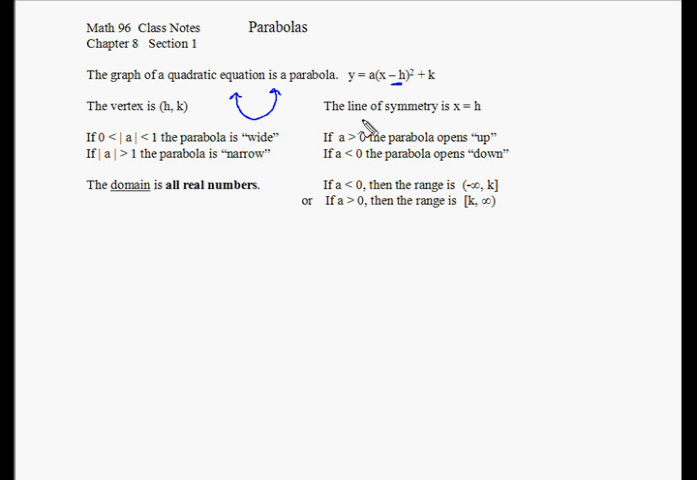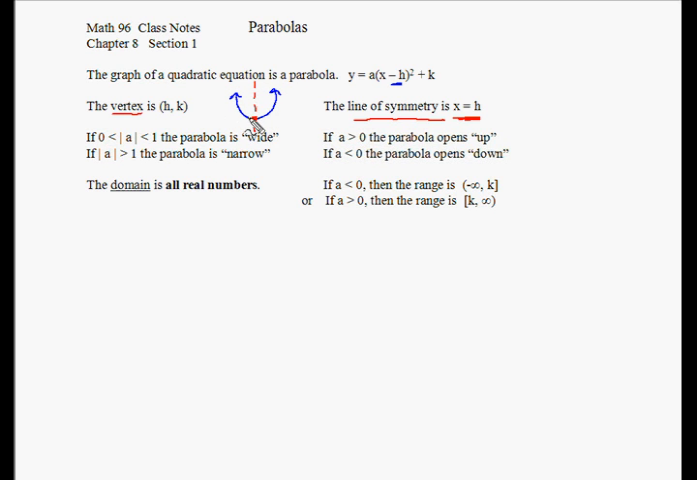And we have what we call a line of symmetry where x is equal to h, meaning that if we have our vertex, the point where the graph goes from a decreasing function to an increasing function, and we draw a line through that vertex, that is our line of symmetry, and the parabola will look the same on both sides of it.